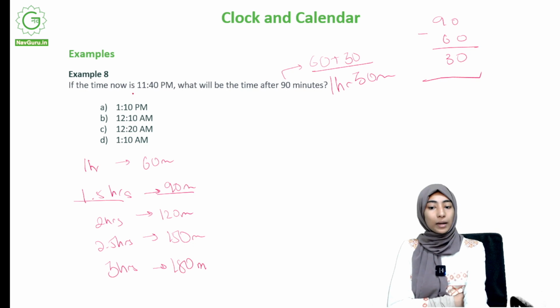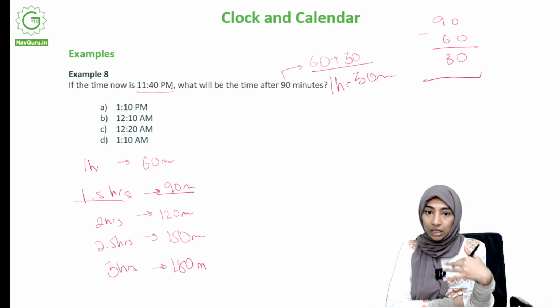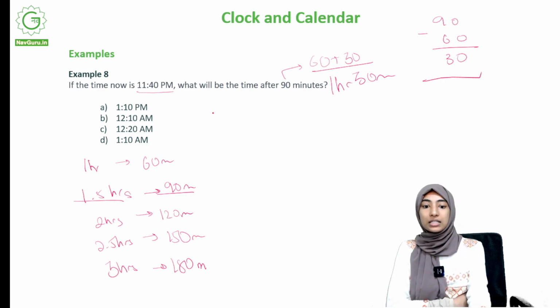Now, how do you find 1.5 hours? If the time now is 11:40 p.m., what is 1 hour? What is 11:40 plus 1 hour? It is 12:40.